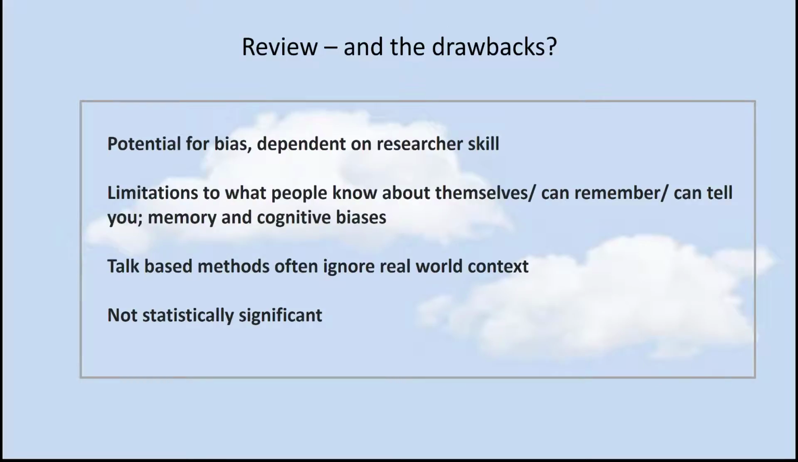The drawbacks are that there is potential for bias, and qualitative research is very much dependent on the skill of the researcher. There are also limitations to what people know about themselves or what they can tell you. There are lots of memory and cognitive biases we have to be aware of and take into account. Talk-based methods often ignore the real-world context, which is why increasingly researchers are using more observation and ethnography. And of course, it's not statistically significant. That is not its job. That's what quantitative research is for.